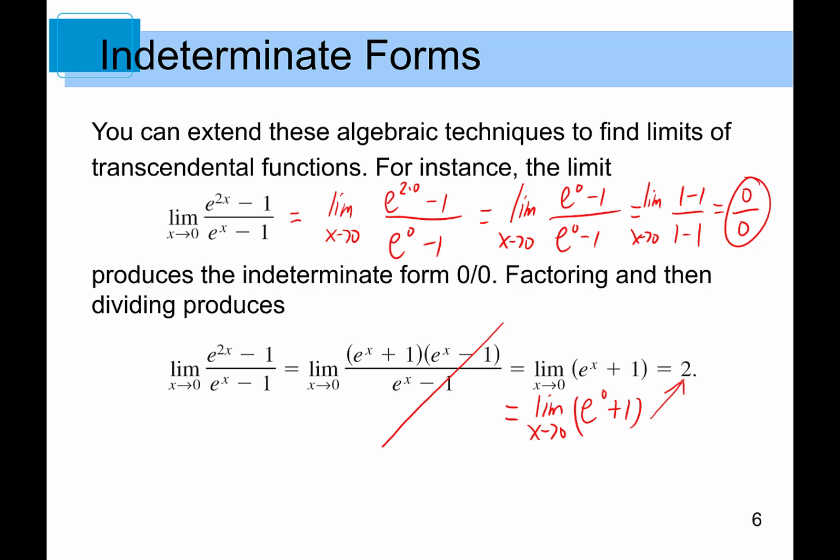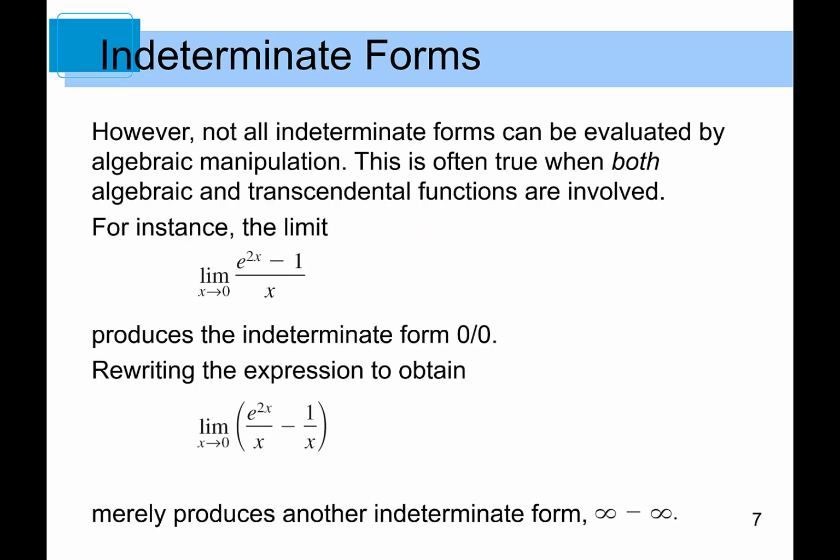So again, a lot of indeterminate forms you could just solve by applying the algebraic technique. However, now let's take a look at this particular example: the limit as x approaches 0 of (e^(2x) - 1) over x. If you do direct substitution, you get (e^(2·0) - 1) over 0. The denominator is definitely 0, and the numerator e^0 - 1 is also 0. So again, you produce the 0 over 0 indeterminate form.